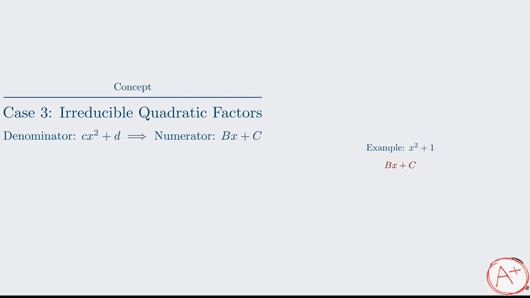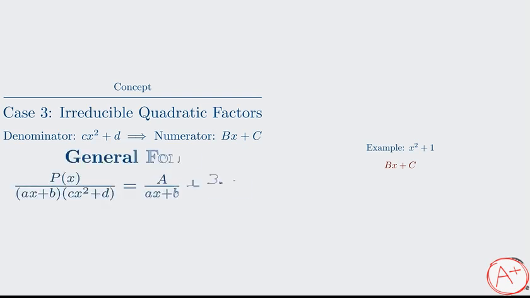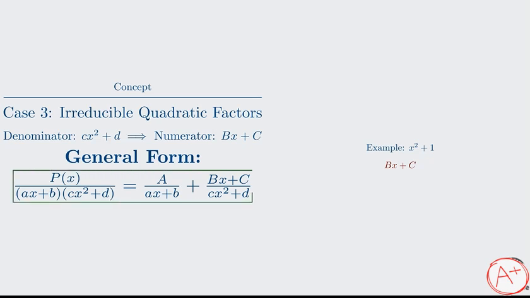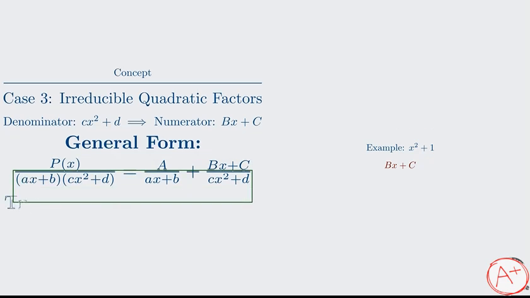Here is the general form. When we have a proper fraction with a linear and a quadratic factor, we decompose it like this. In the Cambridge syllabus, students often forget to include the bx term and only write a constant. Remember, a quadratic denominator requires a linear numerator to account for all possible proper fractional components.